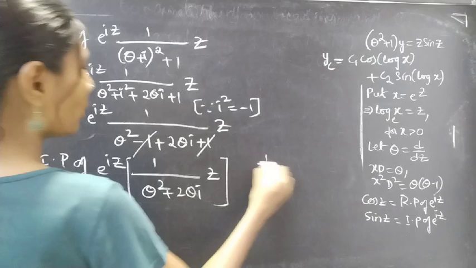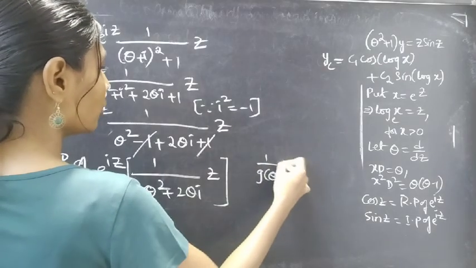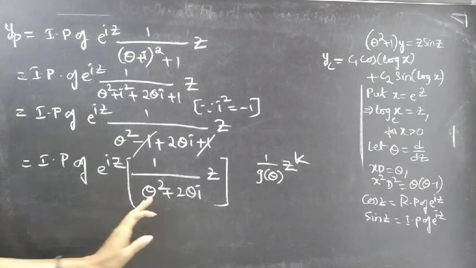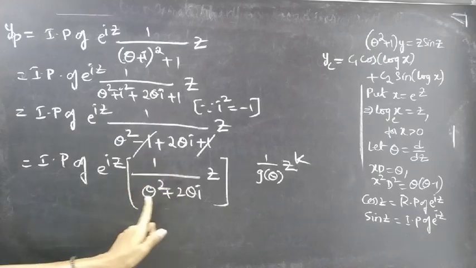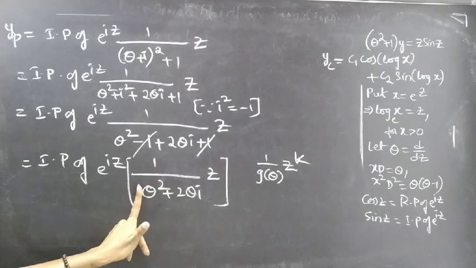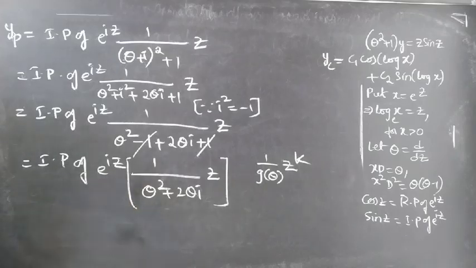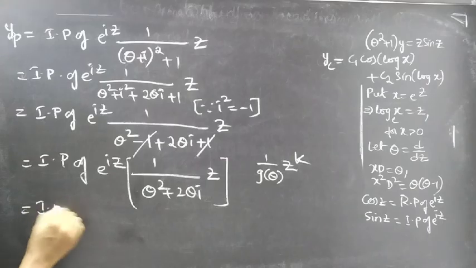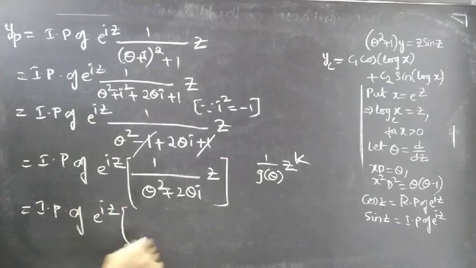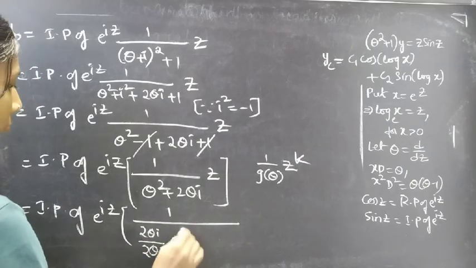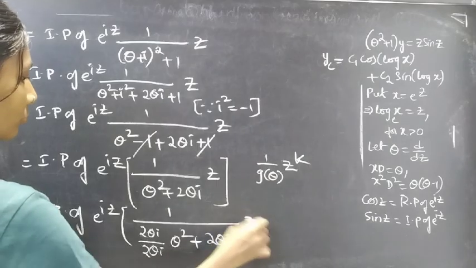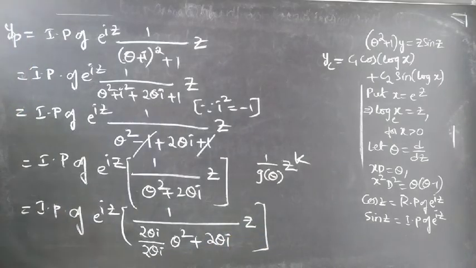We want a series of 1 by some function of D into z power k form. Now, the denominator is in descending order. Now take the lowest degree term common from the two terms. But in the first term we don't have 2Di, right? So let's multiply and divide 2Di to this term. Then we'll get, right? So that in the next step you can take 2Di common from these two terms.